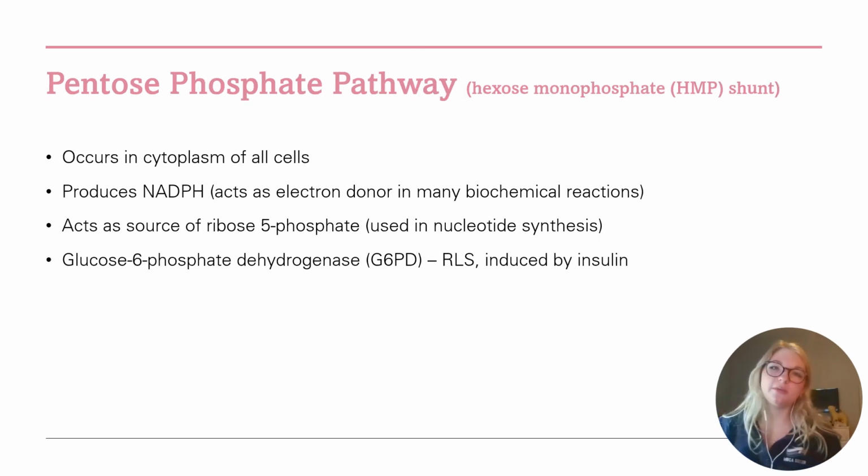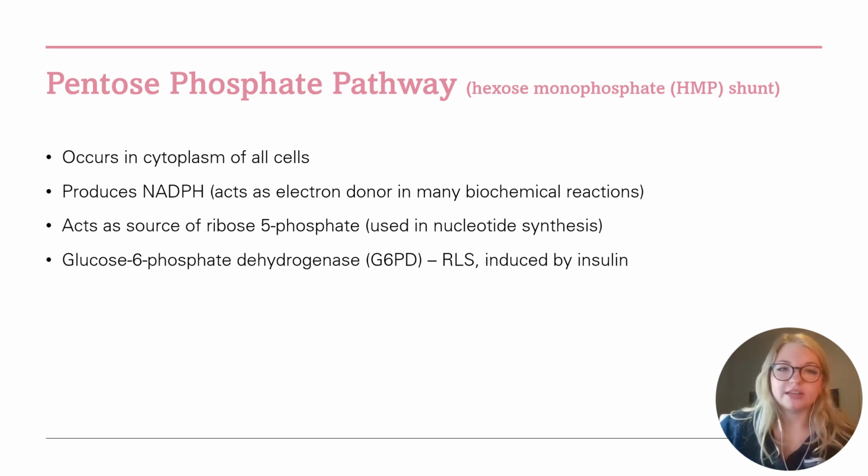The pentose phosphate pathway, also known as the hexose monophosphate shunt, is a type of fuel storage pathway that occurs in the cytoplasm of all cells. It has two main functions: producing NADPH and ribose 5-phosphate. NADPH is an important electron donor and thus reducing agent in a number of biochemical reactions, while ribose 5-phosphate is used in nucleotide synthesis in the cell.